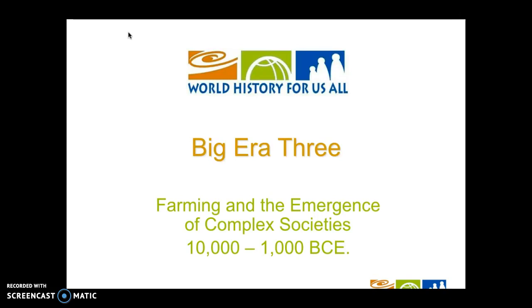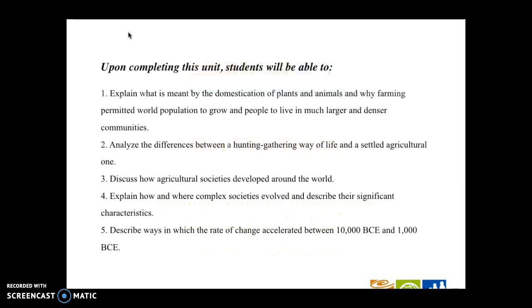Today we are going to introduce our next unit, which is Big Era 3, concerning farming and the emergence of complex societies. The time period we're looking at is between 10,000 and 1000 BCE.